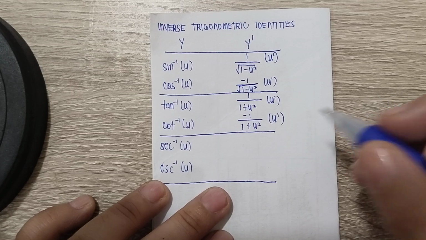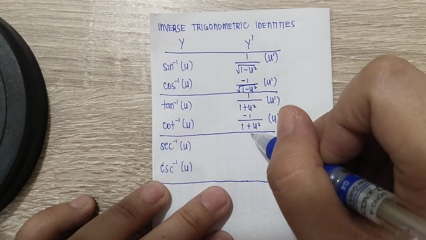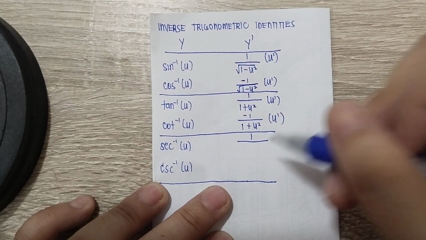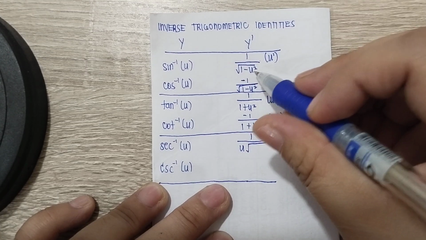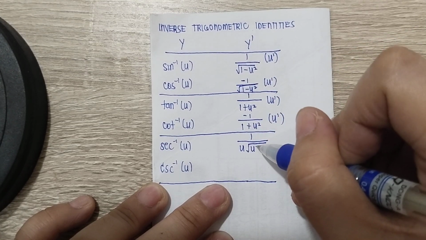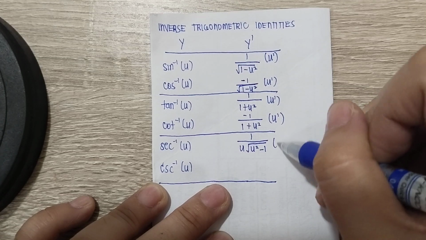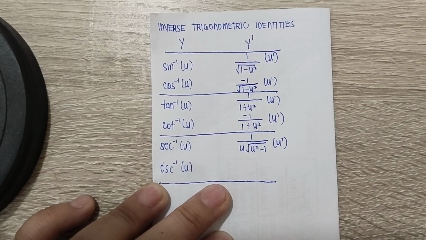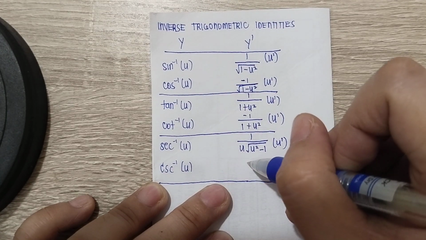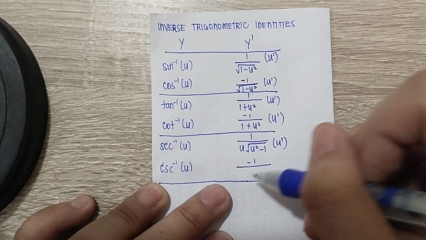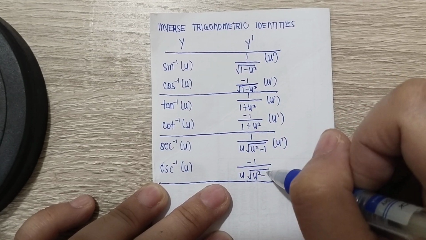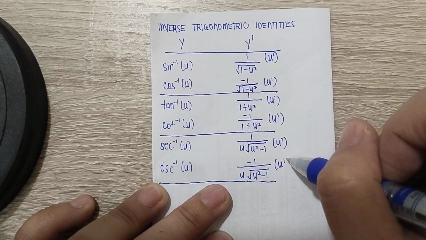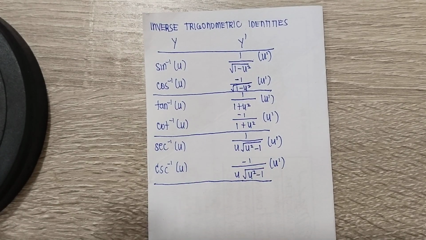And the arc cosecant naman, dito naman, we'll have 1 all over, you have u sa labas, and then, kung si arc sine ay 1 minus u squared, ito po ay u squared minus 1 times u prime. Okay? So, dun sa arc cosecant, we'll have negative 1 over u square root of u squared minus 1 times the u prime. So, ayan po yung pinaka-formula.